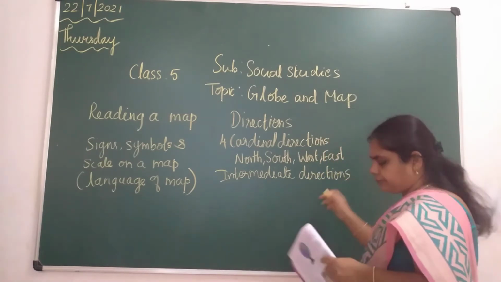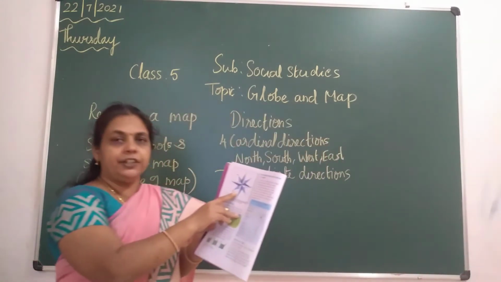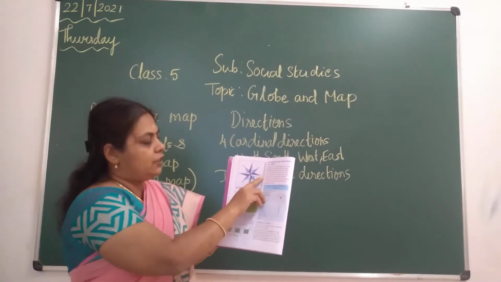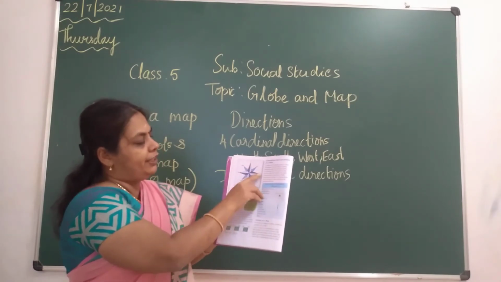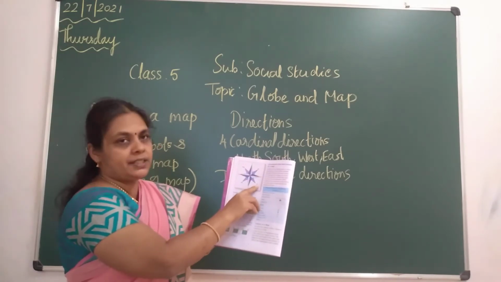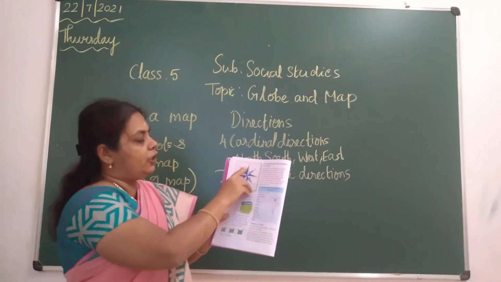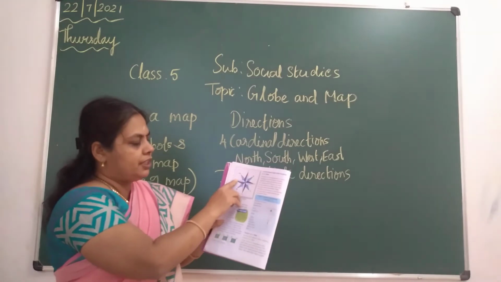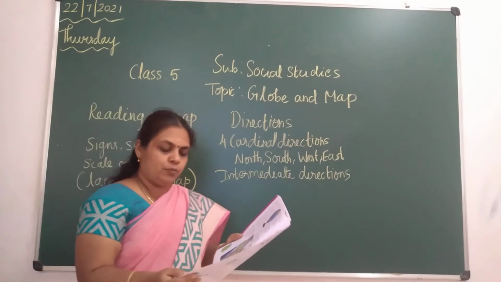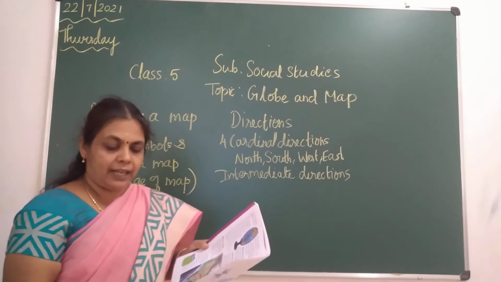I'll show it in the map, you can easily understand, children. See here, in your textbook it's been given. The first one is north, south, west, east. So intermediate directions: in between north and east it is northeast, in between south and east it is southeast, in between south and west it is southwest, in between west and north it is northwest, children. So these are your intermediate directions. You have to take your textbook and read, children. Intermediate or sub directions, you can use the other word, children.